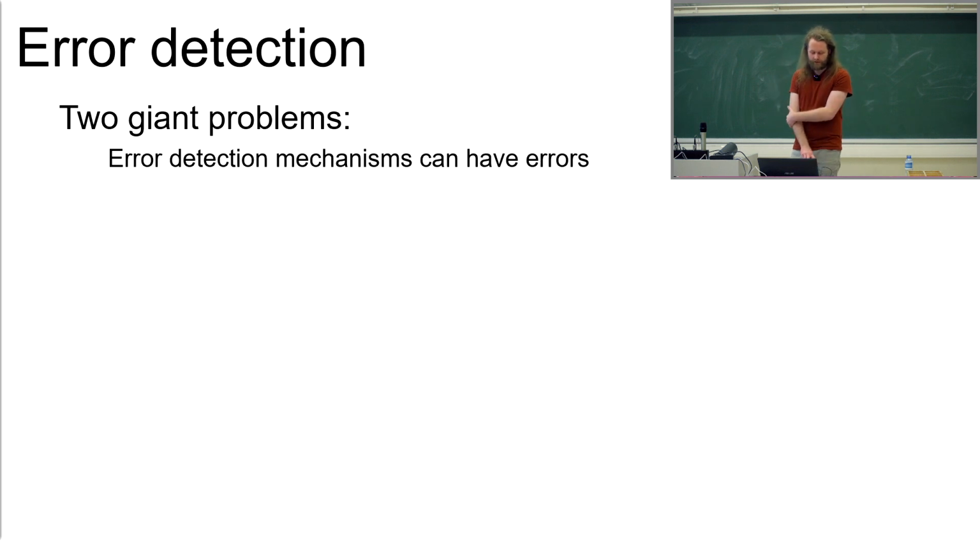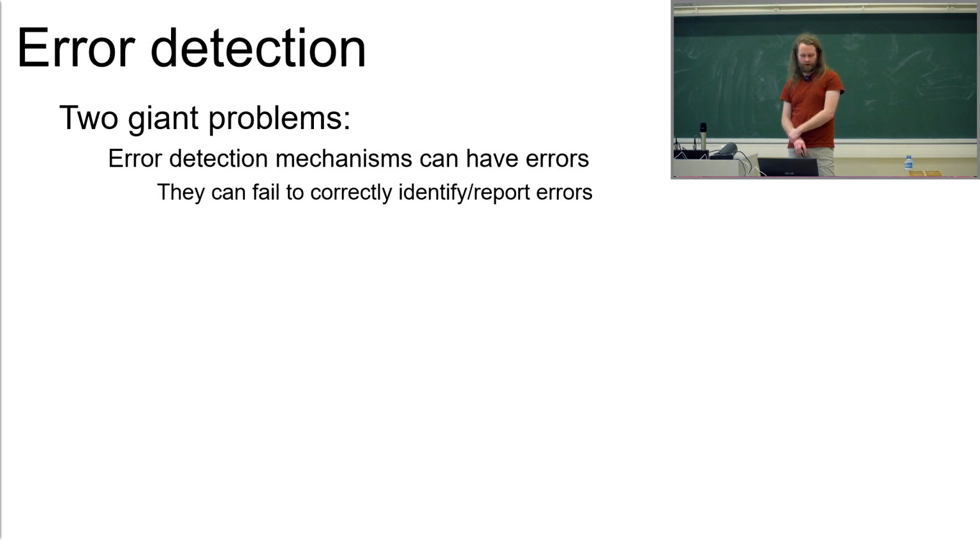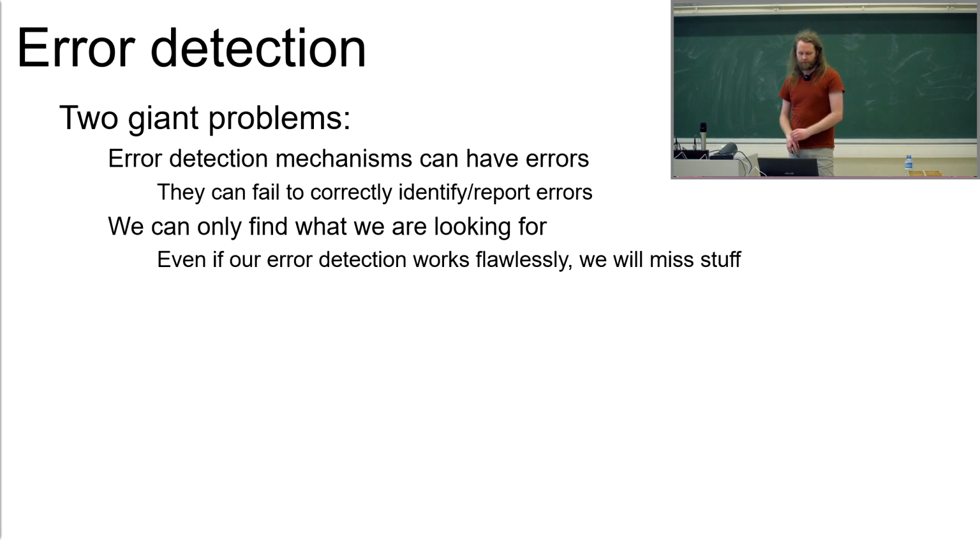The first one is that error detection mechanisms can have errors in them. So we can fail to detect failures. And that comes to we can only find the things that we're looking for. And if our vision is impaired, then of course we can't find errors. So even if our error detection mechanism does work flawlessly, even if we don't have any flaws in our ability to find and report errors, we're going to miss out on stuff because we're not looking for it.